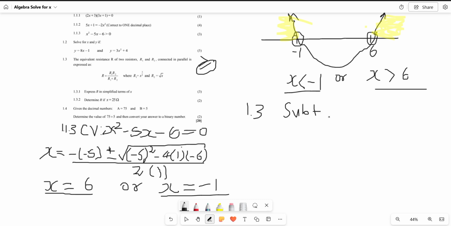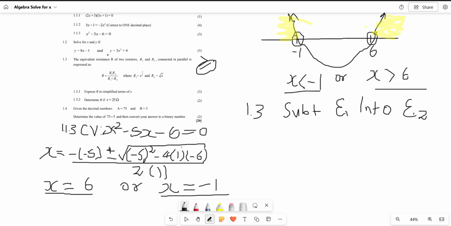Then what are we going to substitute? We are going to substitute equation number 1 into equation number 2, meaning that y is equal to 8x minus 1. Where we see y in equation number 2, we are going to write 8x minus 1 in the place of y. This is the substitution part.